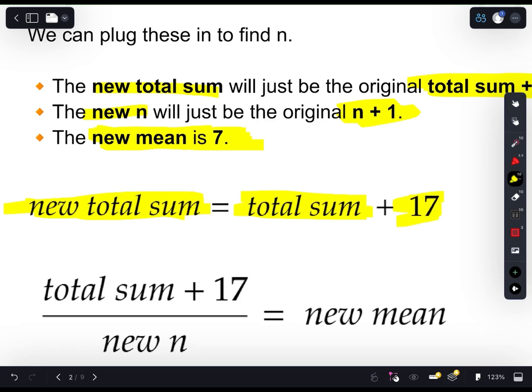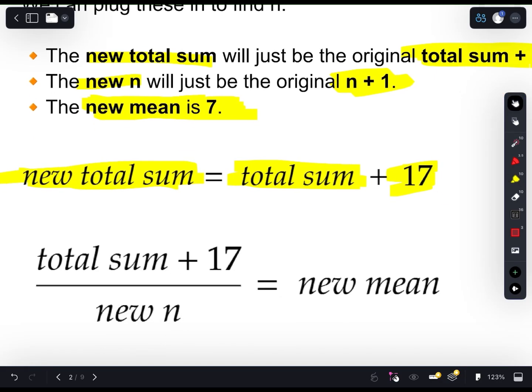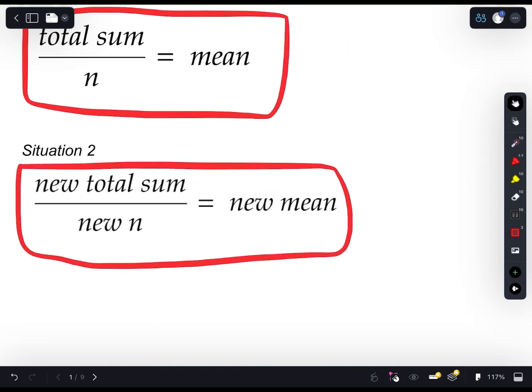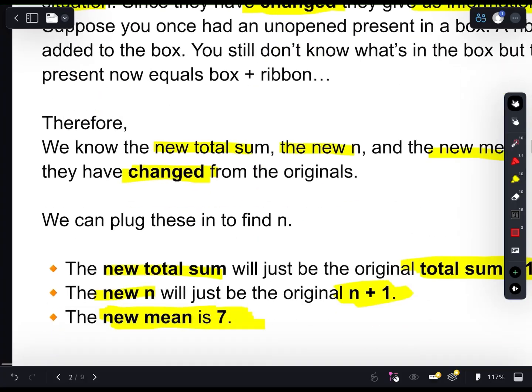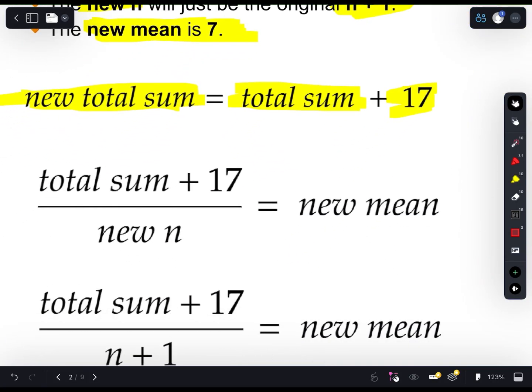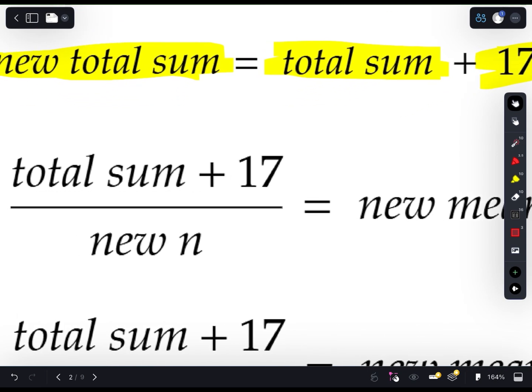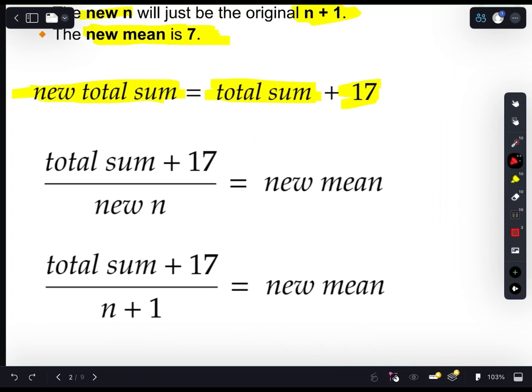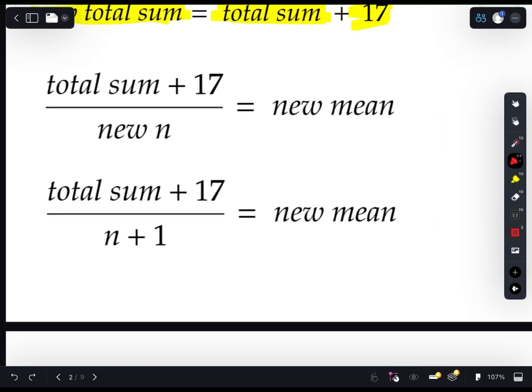That is correct. So I can take my formula from the second situation, and I can plug in what I already know. The new mean and the new n, we'll get to those, but we know that the new total sum is just the original total sum plus 17. That's really nice. Now we have a number in here. That's very helpful. Okay, I can do the rest.